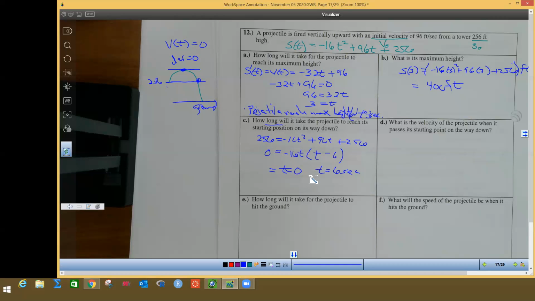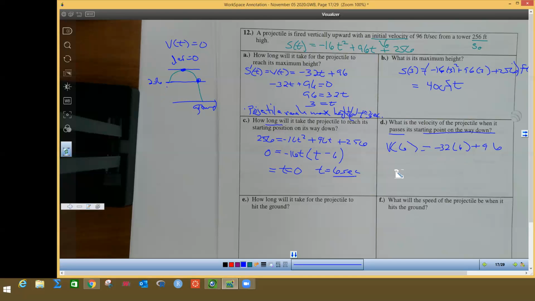Okay. What is the velocity of the projectile when it passes its starting point on the way down? So now we're looking for velocity. So we want V of what? V of 6, because we're looking for that value. And we did V up here, right? So this is going to be negative 32 times 6 plus 96. Now, that right there can be your answer.